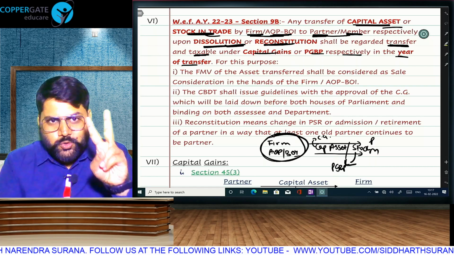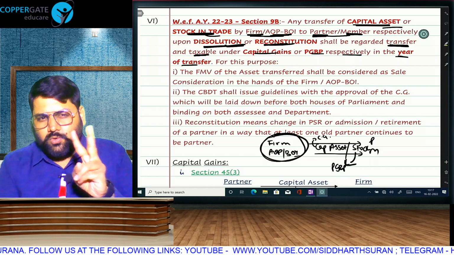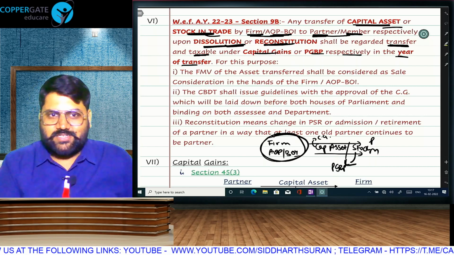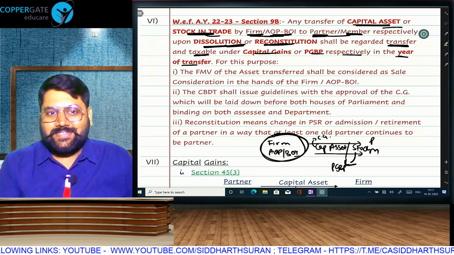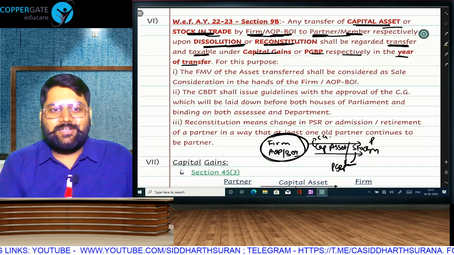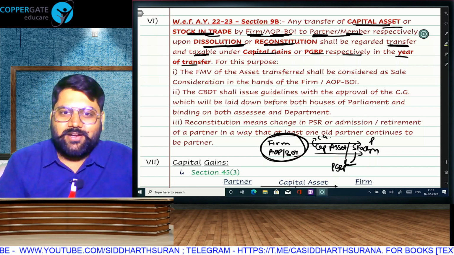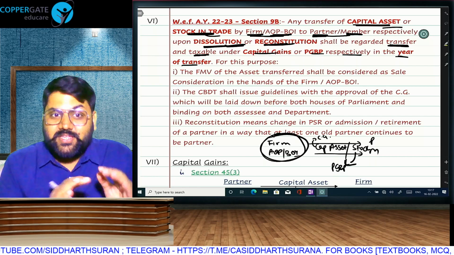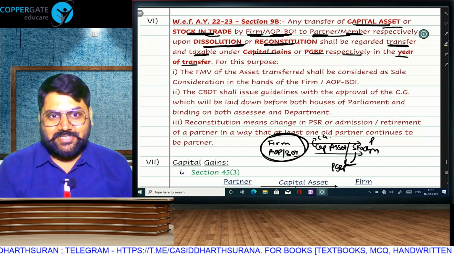So listen, two assets, capital asset, stock in trade, two transferors, firm, AOP, two receivers, for the firm partner, for the AOP member, two occasions, dissolution or reconstitution, two heads of income. For capital asset, capital gains, for stock in trade, PGBP. This is the newly introduced section, and this has got connection with 45.4, no, because 45.4 was transfer of capital asset by firm to partner.